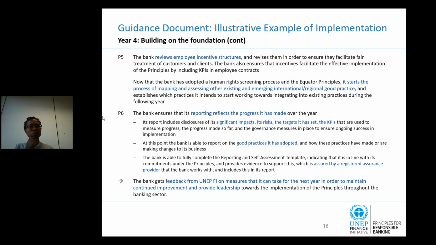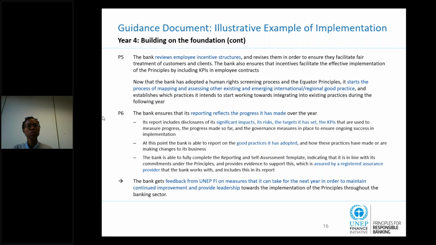So again, if they're working through sustainability reporting, it might be one of the big 4 assurance providers, or another assurance provider that's a registered assurance provider that the bank works with. Perhaps it's involved in auditing other aspects of the organisation, and they include that assurance statement in its report as well.